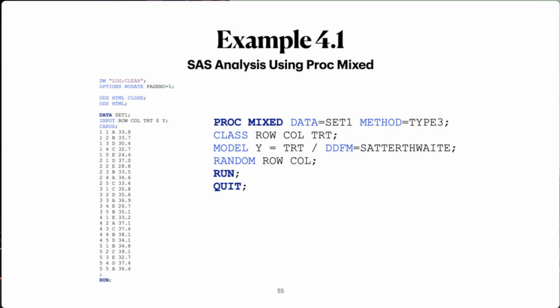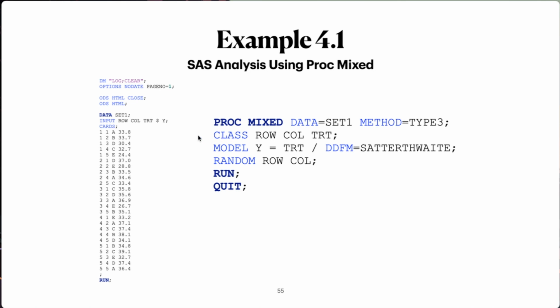If we don't issue the method equal type 3 option, then SAS will use the default method, which is maximum likelihood, or actually it may be REML, but the calculations will not be the same method of calculation, although in many cases the results will be the same. But if you don't issue the method equal type 3 option, then it won't produce that ANOVA table. I wanted to have that ANOVA table so that we can compare with what we've done by hand. Okay, so then we have the class statement.